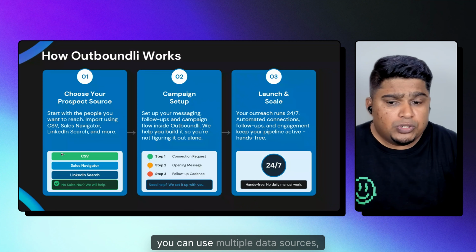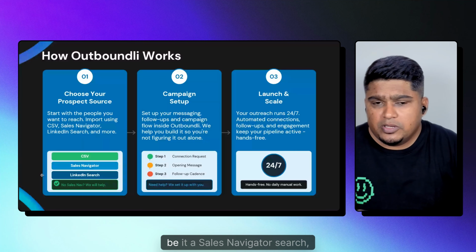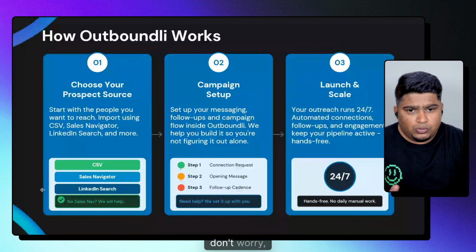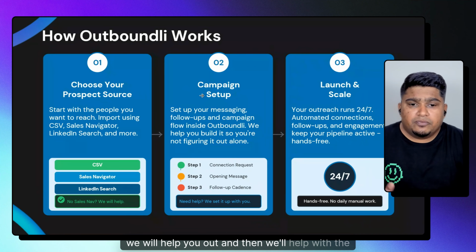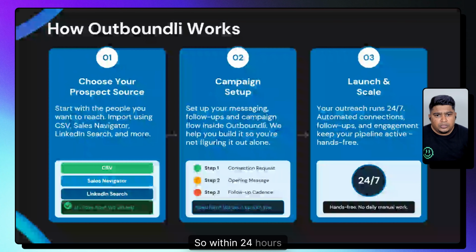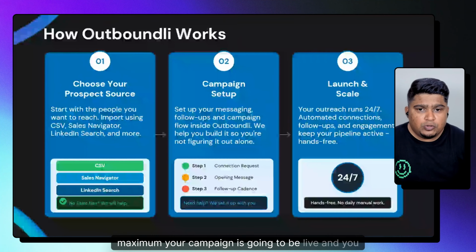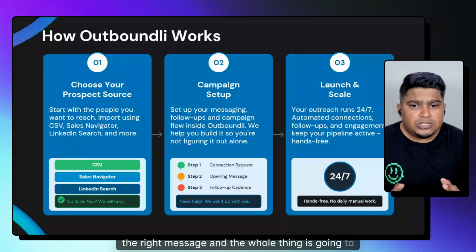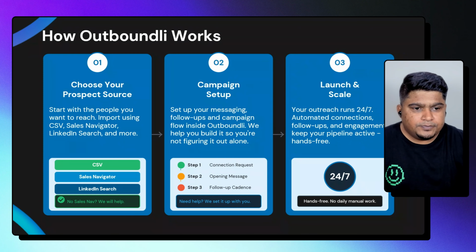Meaning, you can use multiple data sources, be it a CSV file that you have, a Sales Navigator search, or a basic LinkedIn search. If you don't have Sales Navigator, don't worry, we will help you out. And then we'll help you with the campaign setup, and the whole thing takes around 12 to 24 hours. So within 24 hours maximum, your campaign is going to be live, and you will be reaching out to your dream customers with the right message, and the whole thing is going to be done for you automatically.